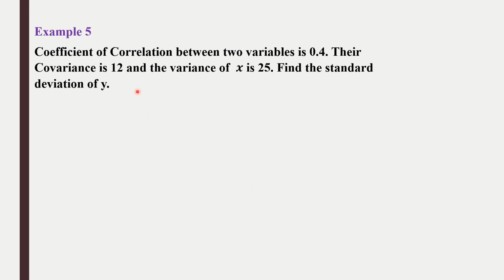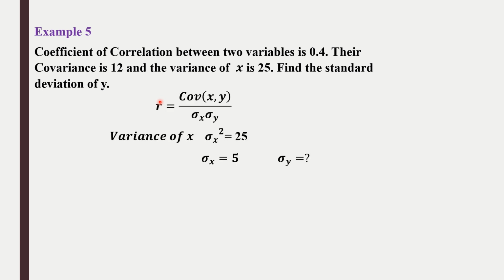One more problem, simple problem. R is given as 0.4, the covariance is given as 12, variance of x is 25, find the standard deviation of y. So which formula is to be applied? So R is equal to covariance of x comma y upon sigma x sigma y. This is the formula which is to be applied. R is given as 0.4, covariance is 12, variance of x. We know variance of x is sigma x square. That is 25. So sigma x is equal to 5.